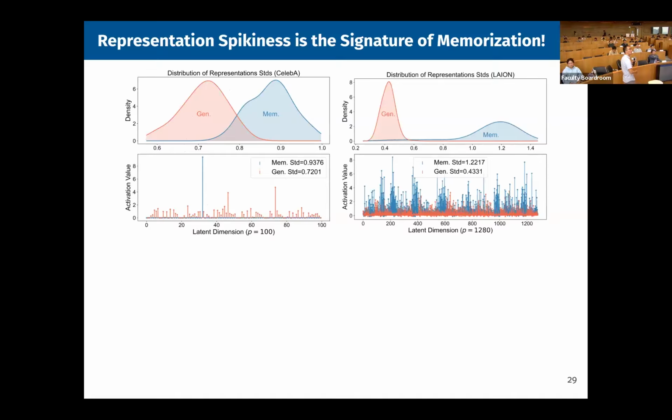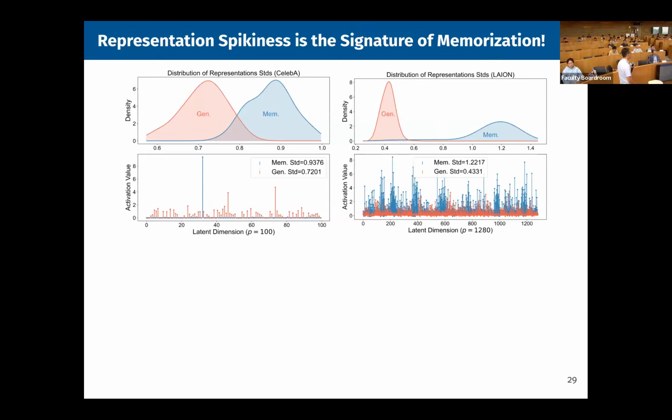But if you do larger models, like Stable Diffusion on the LAION dataset, there is a more salient difference between memorized samples and generalized samples. If you look at the representation, the generalized representation is much denser, while the memorized representation is very spiky.